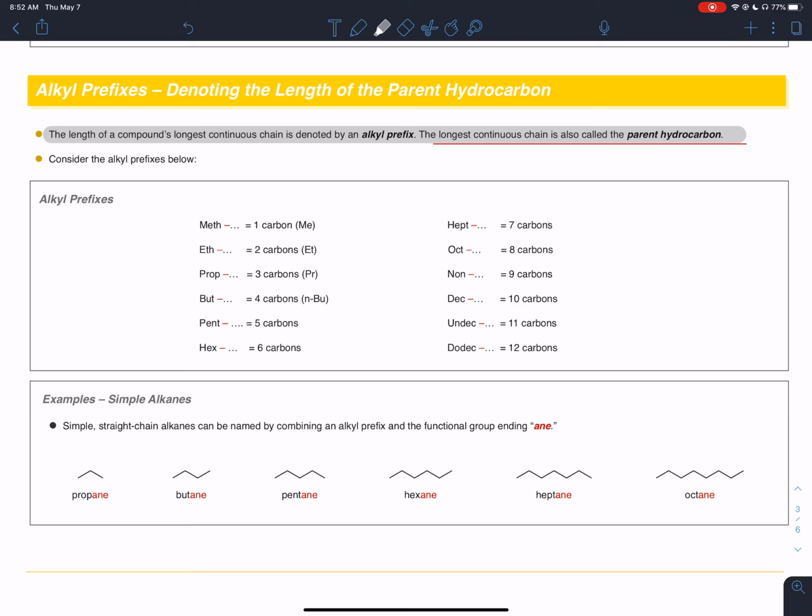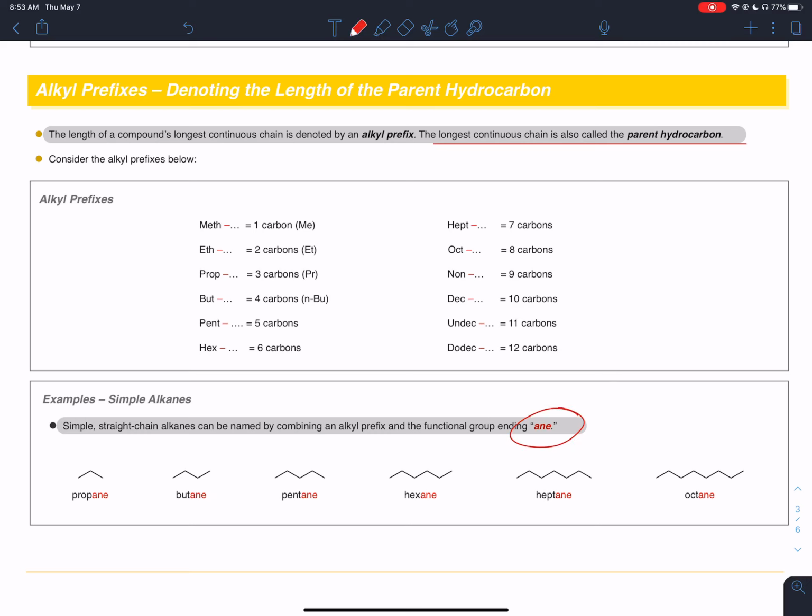So have this committed to memory, and note that sometimes we use these abbreviations. Me stands for methyl, Et stands for ethyl, Pr stands for propyl, and nBu stands for a straight chain of 4 carbons. Okay. Now remember, we can name simple straight chain alkanes by combining the alkyl prefix with the functional group ending -ane.